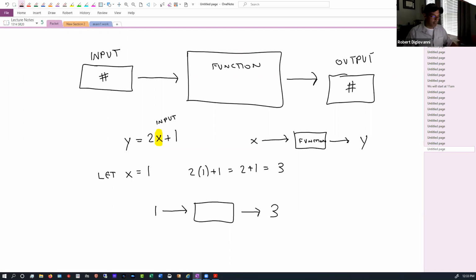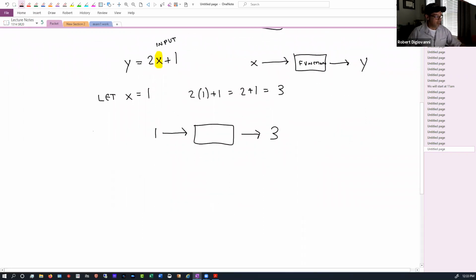What we can wind up doing is making what's called a t-table, and I'm sure some of you have seen this in the past. Make a t-table where you have your inputs here, and then your y value is your output here. So we already know that when you plug in 1, you get 3 to come out. And then let's just try some other values.